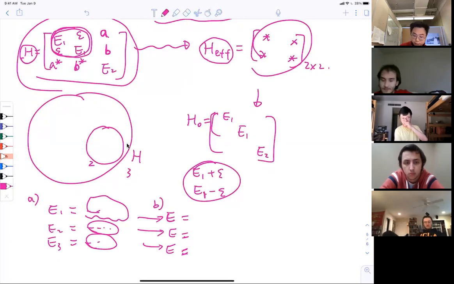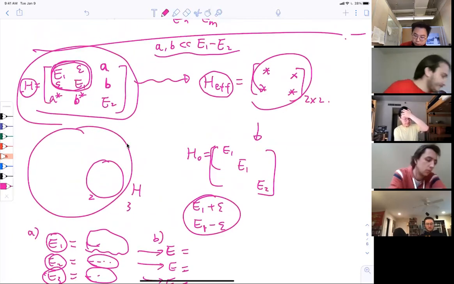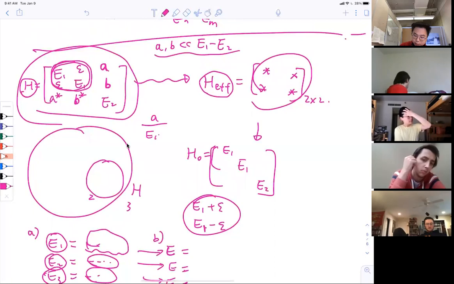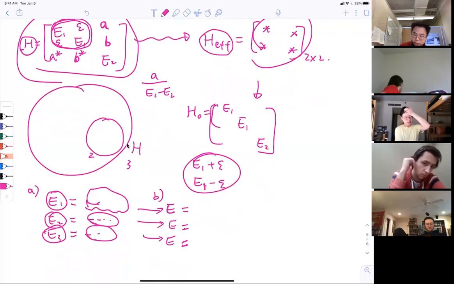You would expect that if you do the Taylor expansion for your exact result, around some small parameter, for example E1 minus E2, you should get the results that you get from the perturbation, right?